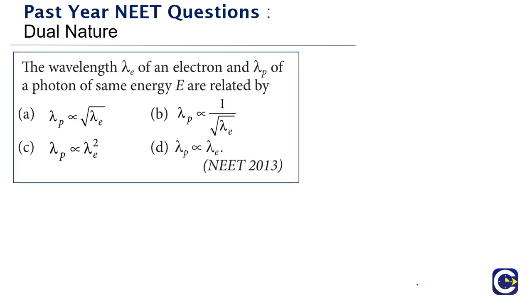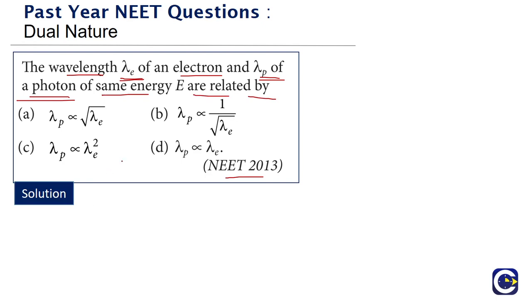Okay. We'll move on to the next question. This is a question that came in the NEET 2013 paper. The wavelength lambda E of an electron and lambda P of a photon. This is not a proton, this is a photon, a light particle. They have the same energy E, and they are asking what is the relation between them.